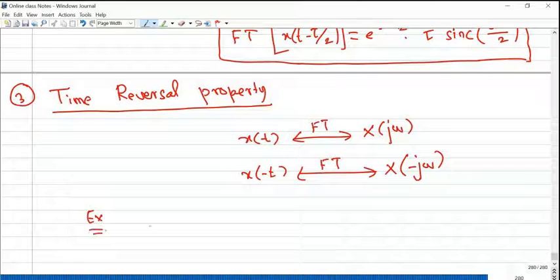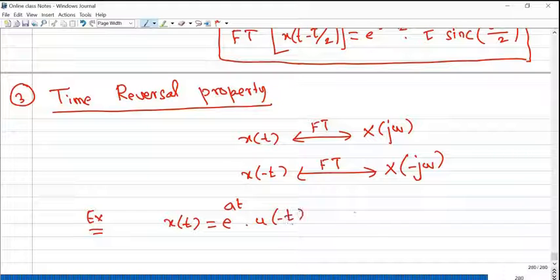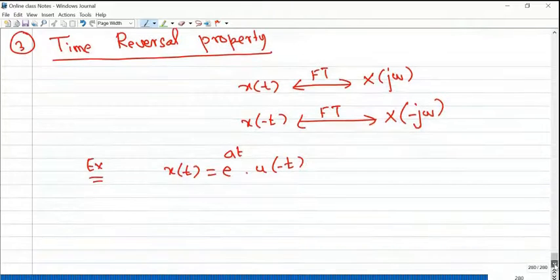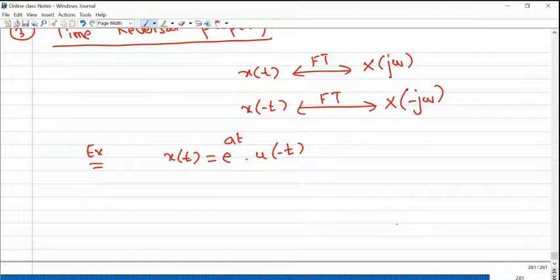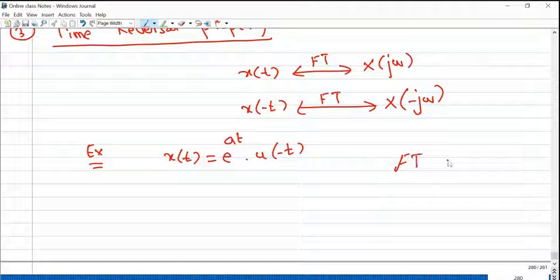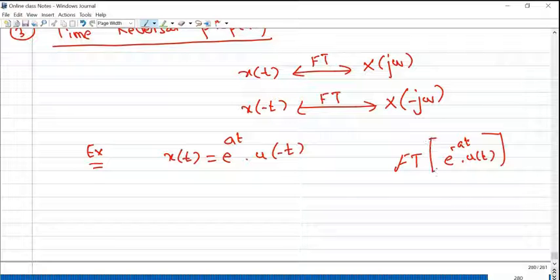One example: x of t equal to e power at u of minus t. Find the Fourier transform of this. We know the formula for e power minus at u of t. This is a standard formula we have derived in the beginning of the Fourier transform classes. For e power minus at u of t, the result is 1 divided by a plus j omega.